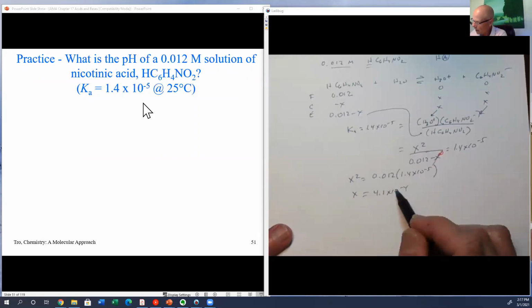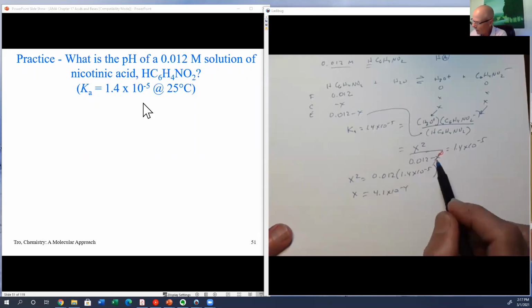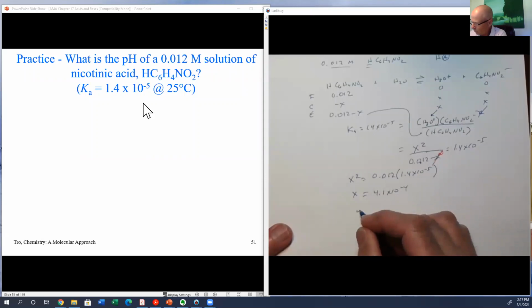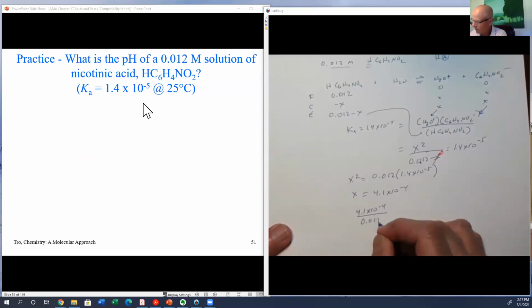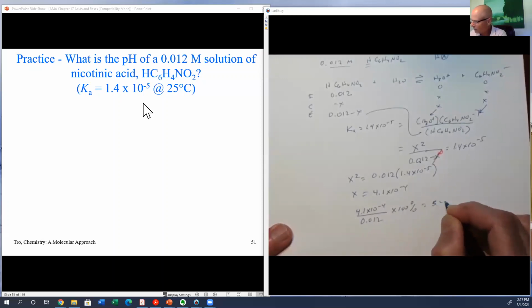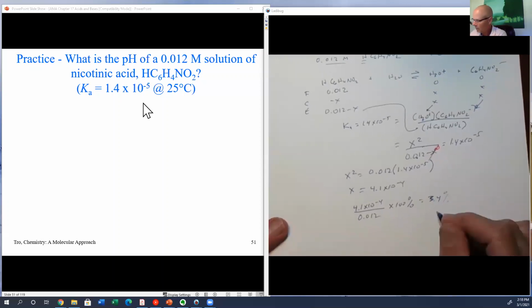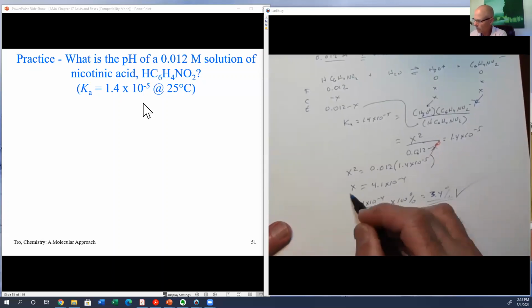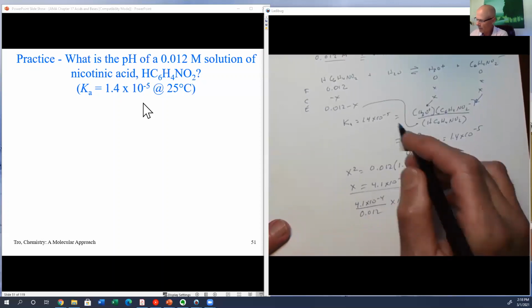So the way to check it is to ask: is x small compared to the number you subtracted it from? So I'm going to go 4.1 times 10 to the minus 4 divided by the number I subtracted it from, which is 0.012, times 100%, and I find that that's 3.4%. Anything under 5% is good, so we're good to go on x is small. So we can use this for x, and then we can get the concentration.